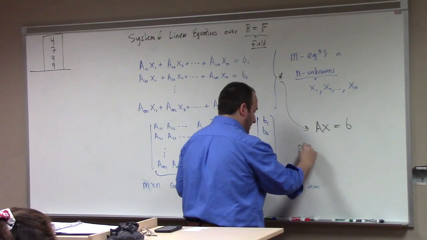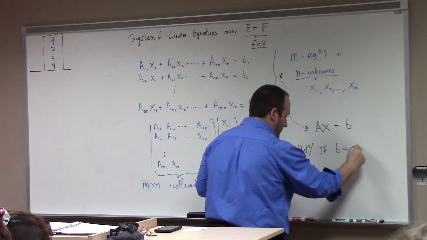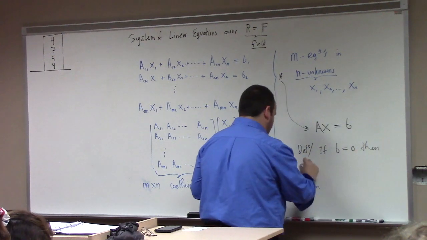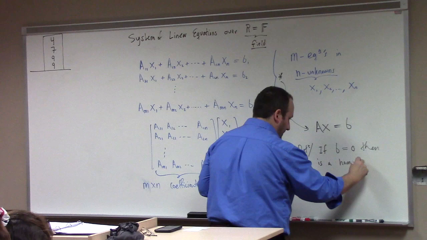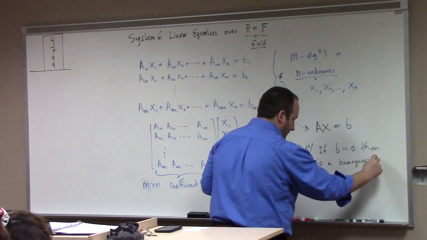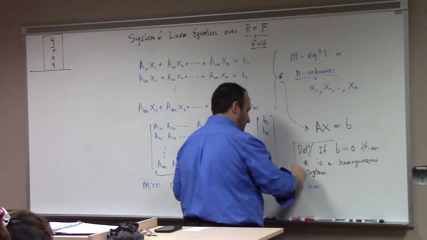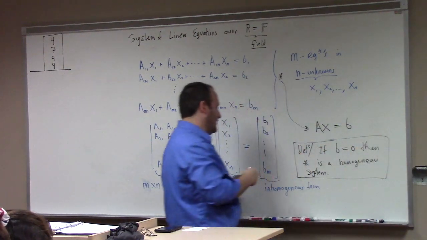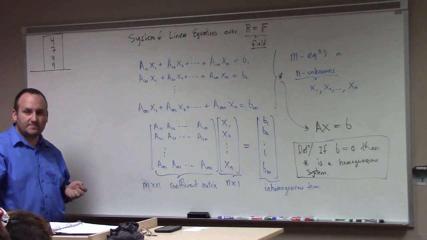Definition: if B is equal to 0, then star is a homogeneous system. So thus, if inhomogeneous, meaning if B is non-zero, it's not homogeneous.